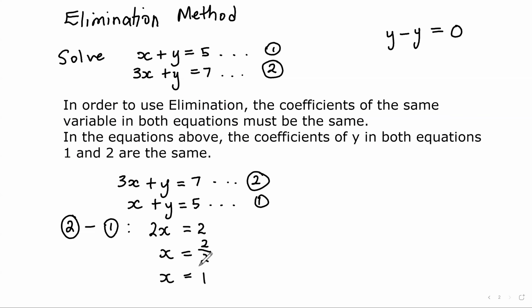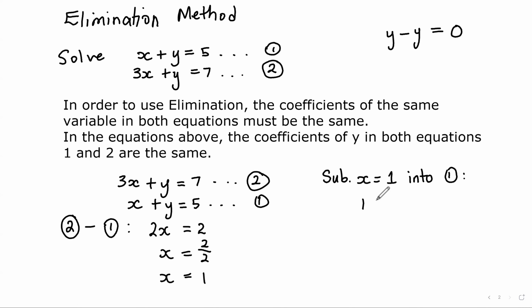And now that I know what x is equal to, I can substitute that back into any one of the equations, whether 1 or 2, and I could now solve for what y is. So now I will substitute x is equal to 1. And I'm going to substitute it into equation 1 because that's a simple equation. So wherever I have x in equation 1, I'm going to replace it with 1.